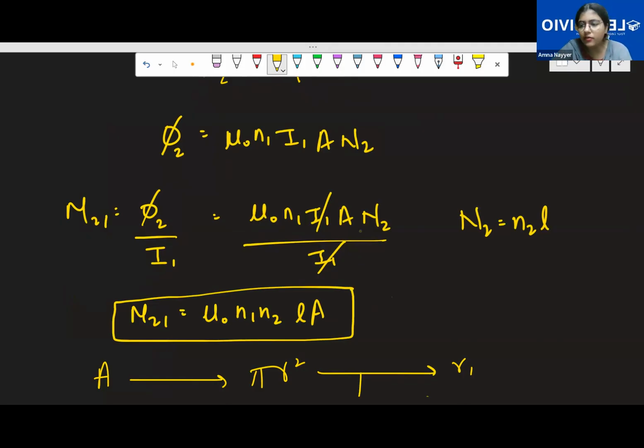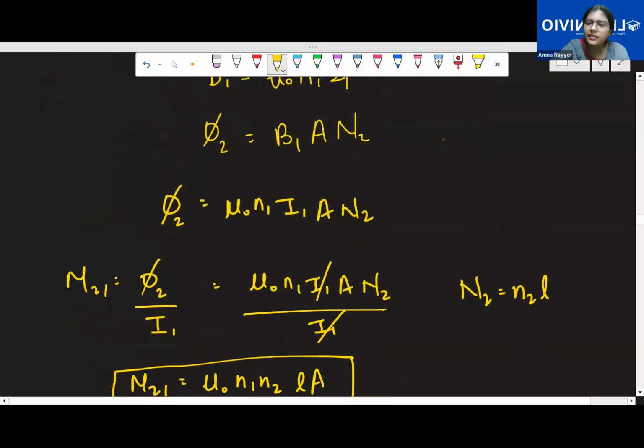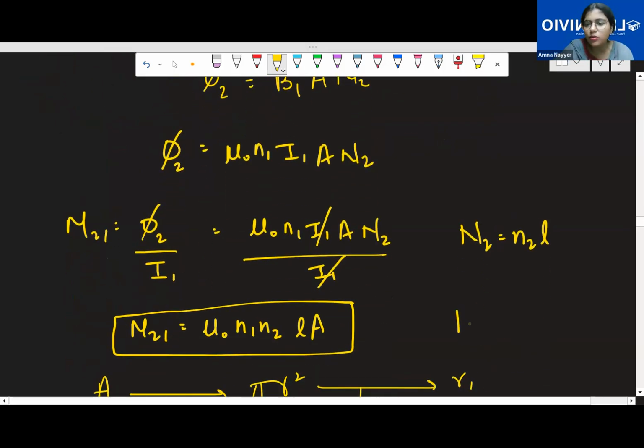Wasn't it the same? Mu naught N1 N2 L into A. Mu naught N1 N2 L into A. Okay? So both the mutual inductances are actually the same. M12 is equal to M21.